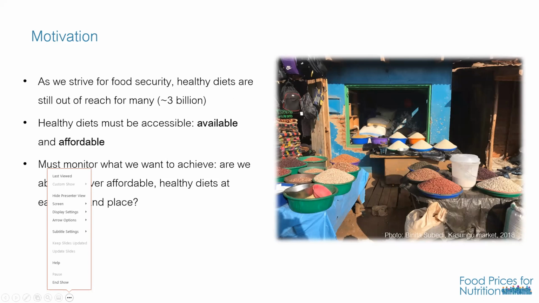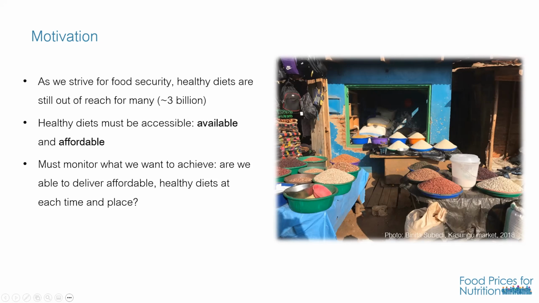So instead of starting from the space of non-communicable disease prevention or obesity prevention, we really started from the idea of striving for food security. And we know, as Will mentioned from the recent FAO reports, that healthy diets are still out of reach for many people, almost 3 billion by our estimates. And when we have this definition of food security that requires physical and economic access to not just food, but nutritious food for a healthy life, healthy diets need to be accessible. So they need to be both available and affordable for people.